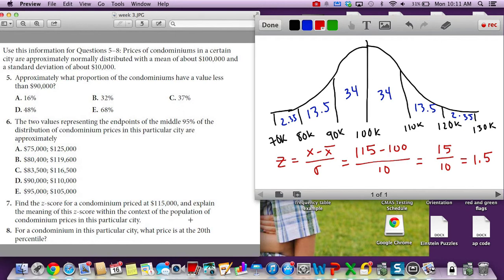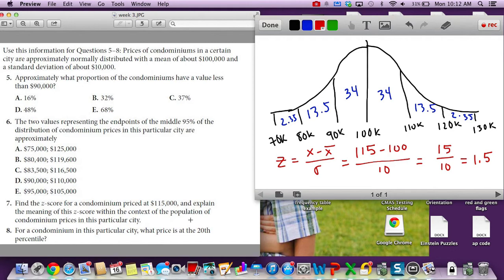So what that means is that $115,000, that would be 1.5 standard deviations above the mean. That's what your z-score is: how many standard deviations above or below, if it was negative, the mean your value is. So that's 1.5 standard deviations above the mean, $115,000.